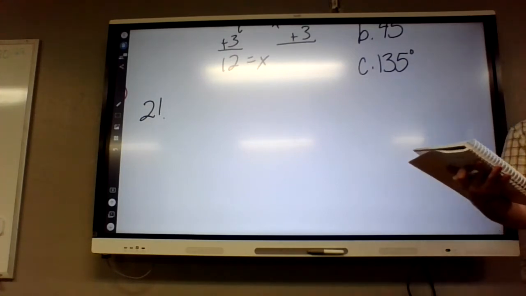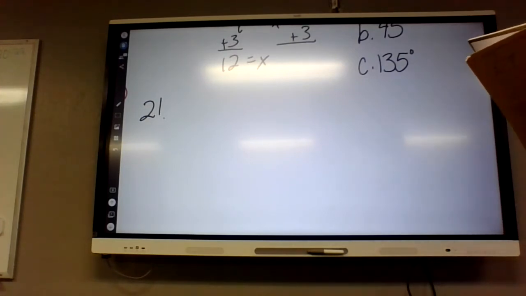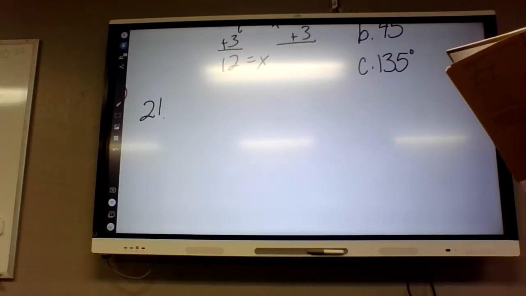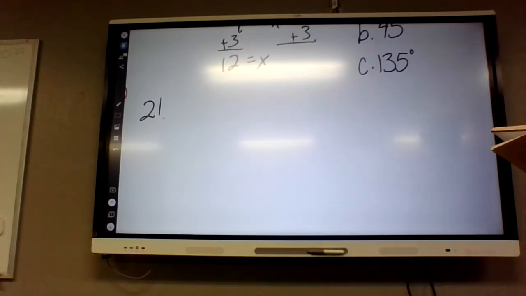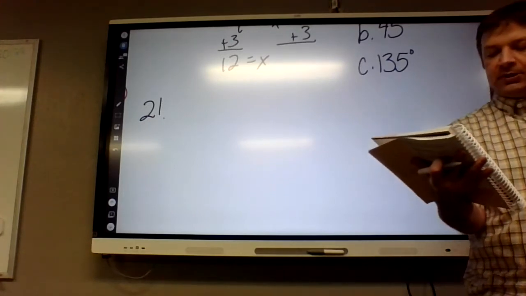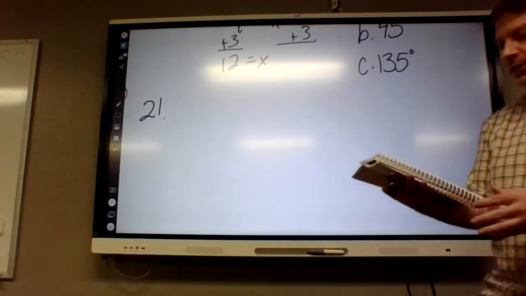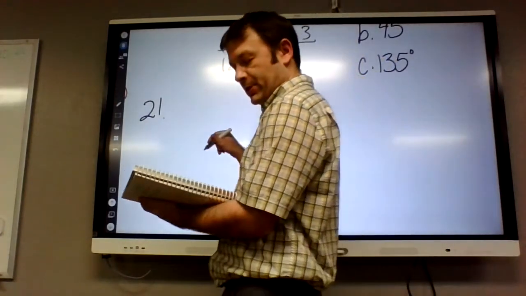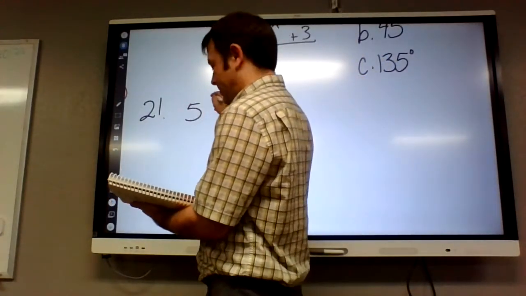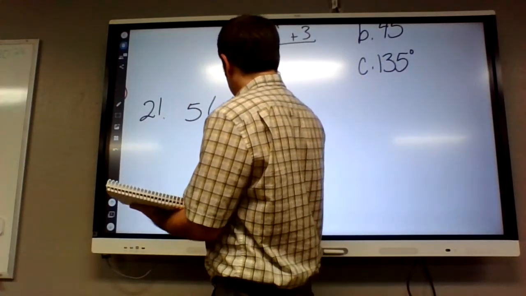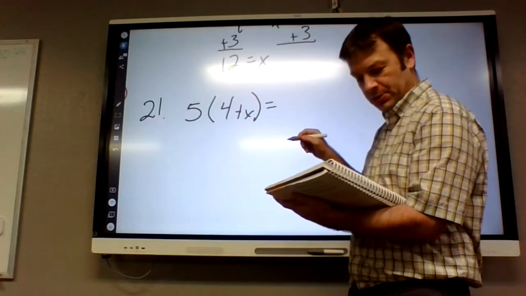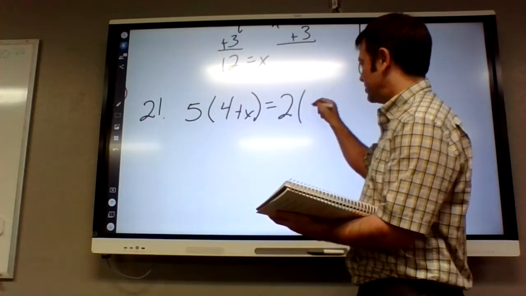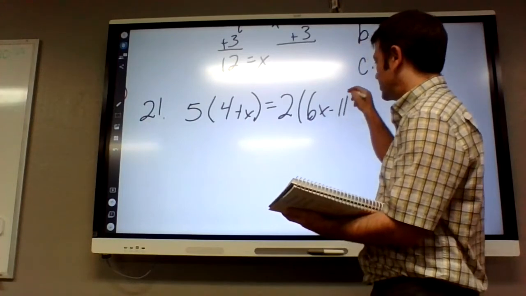21, however, says angle 4 and angle 5. What do I know about those two angles? Yeah, they're alternate exterior, they're congruent. See how they look identical? So 21 is a lot like 19. The two things are equal to each other. So it's 5 times 4 plus x equals 2 times 6x minus 11.